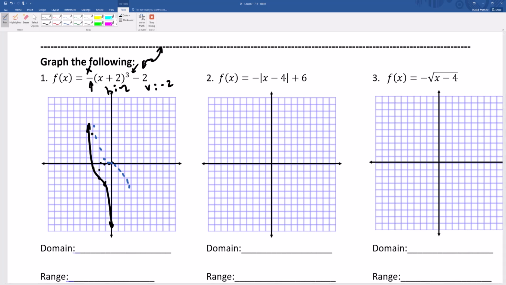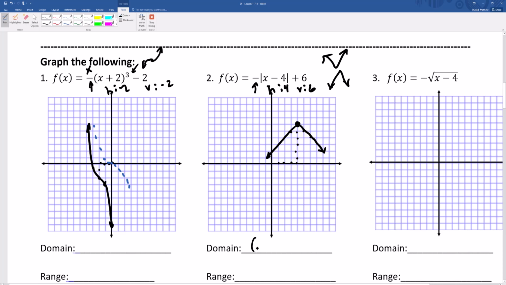Then the next one, so it's absolute value, but because of that negative, that's a reflection, so that's going to get reflected down. And then I have a horizontal shift of 4 and a vertical shift of 6. And so there's my graph.